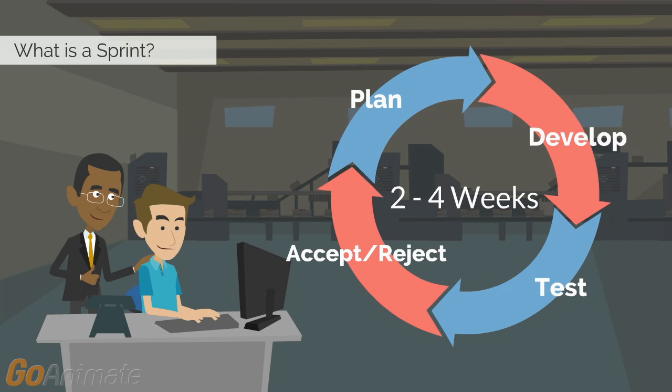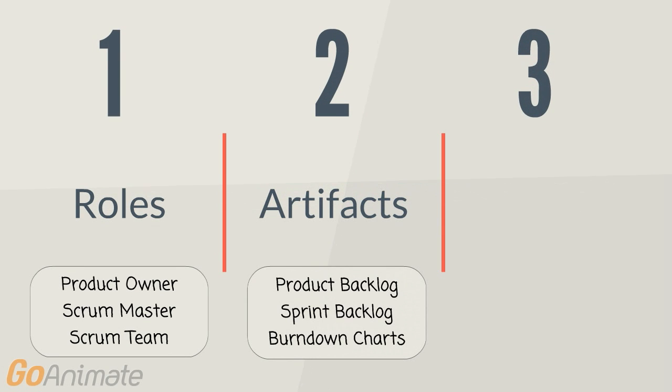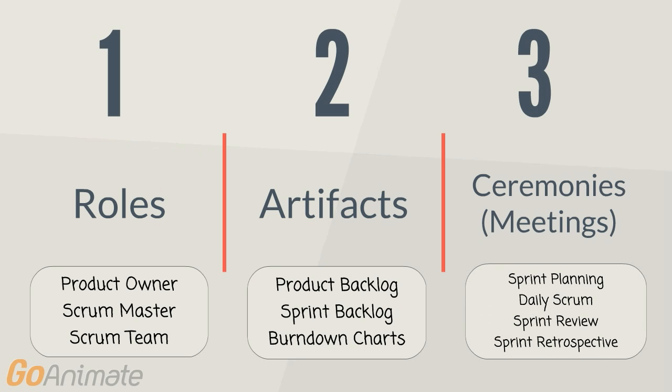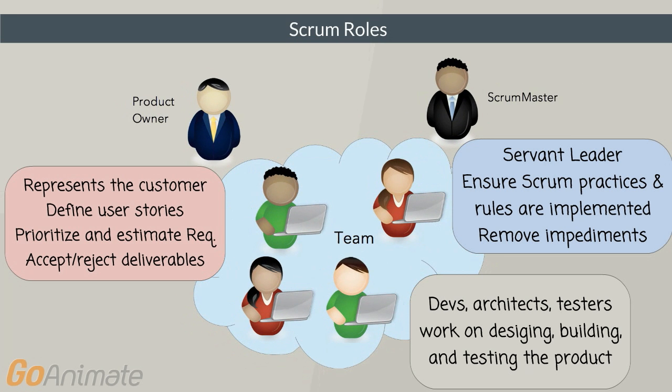Now that you know what is a sprint, let's move on to the Scrum skeleton. The Scrum skeleton contains 3 main categories: Scrum Roles, Scrum Artifacts, and Scrum Ceremonies or Meetings. Let's get started with the roles. In Scrum, we have 3 roles. The product owner, who represents the customer. It's like having the customer with you every day to ask them what they want from the product.